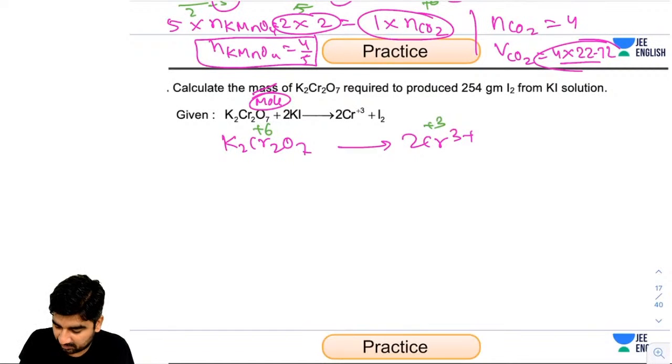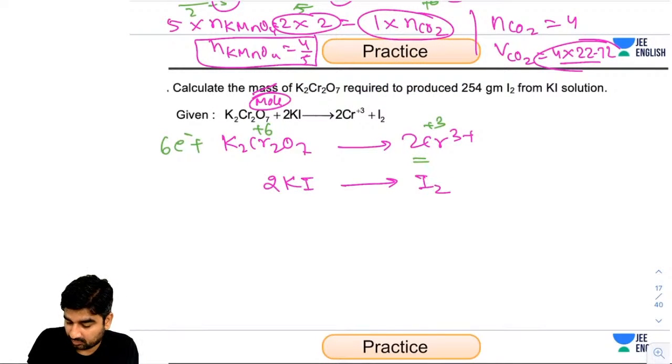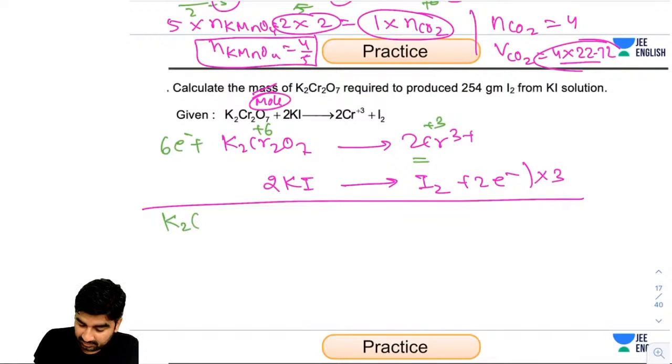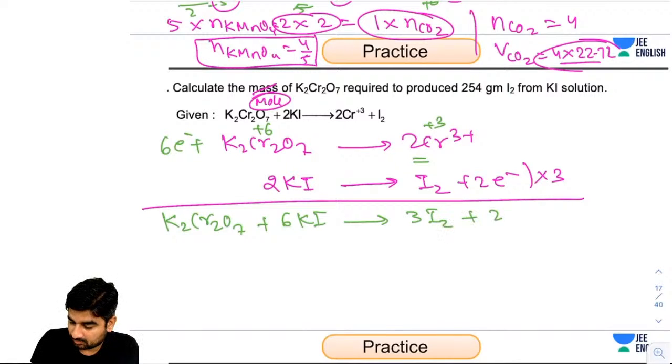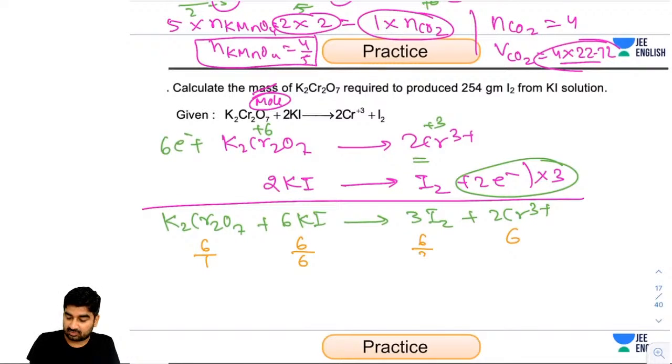So K2Cr2O7 giving you 2Cr3 plus. So plus 12 to plus 6, gain of this. Now if I will write 2KI giving you I2, multiplied by 3. So guys, what will you get now? You will be getting K2Cr2O7, 6KI, 3 iodine. So guys, how many electrons are cancelling out here? 6. So just write 6 below everything and divide by stoichiometric coefficient. Once you are dividing it, you will be getting n factor.